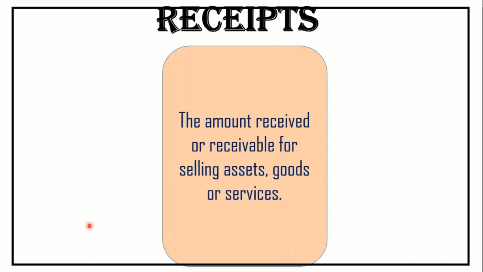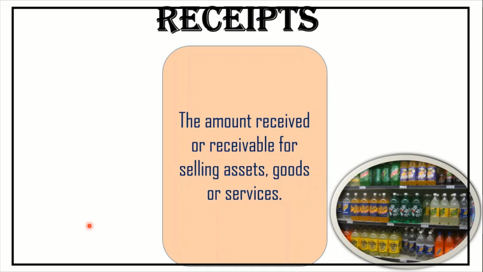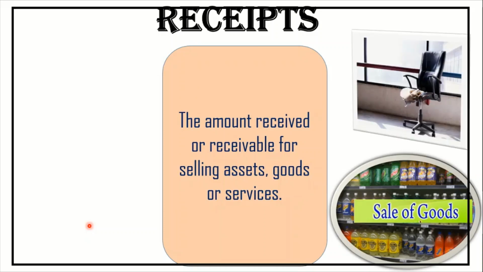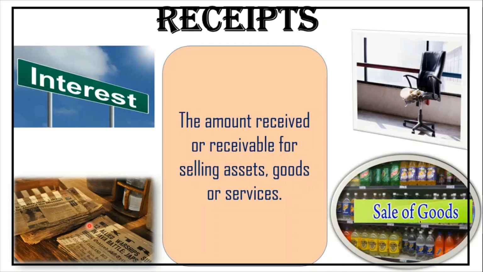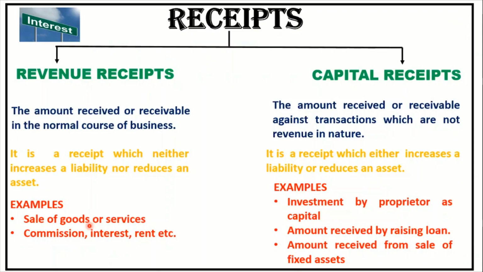Now, received means the amount which is received by sale of goods, or by selling the old furniture or scrap, or interest received, rent received, commission received. Receivable means that which is to be received. So that amount is what is called a receipt in accounting. Now this receipt is divided into two categories, that is revenue receipt and capital receipt.